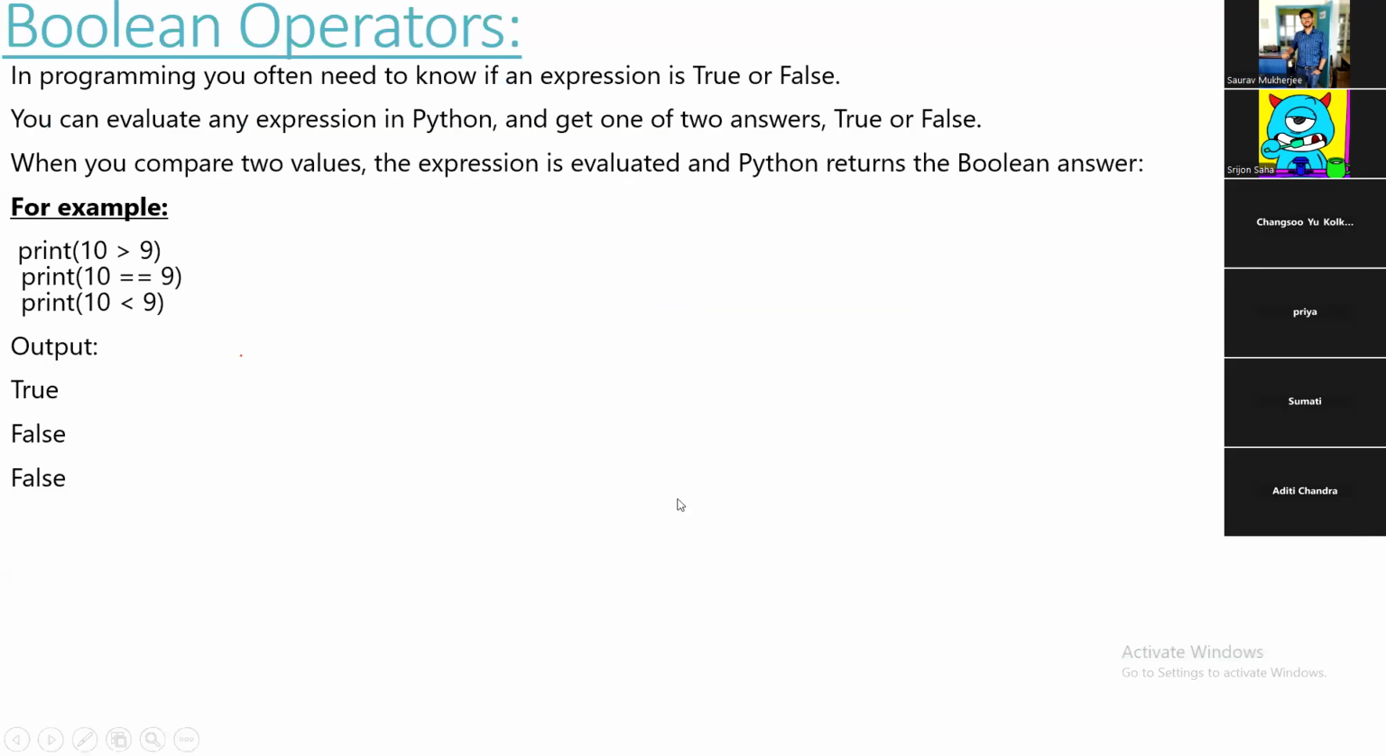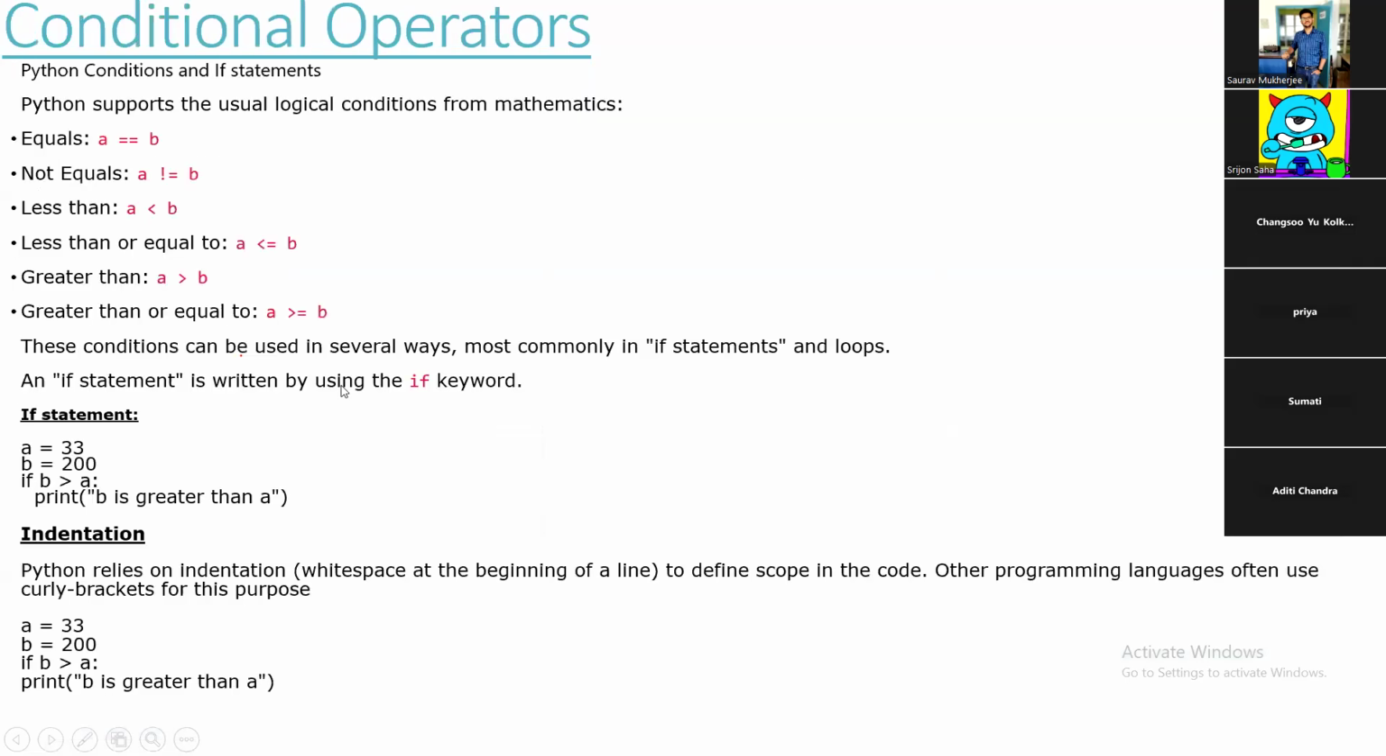And Boolean operators are very important. Suppose we write print 10 greater than 9, print 10 equal to 9, so definitely these are true and false. This is called the Boolean operator. And this is the conditional operator. This is very important, I am telling you.